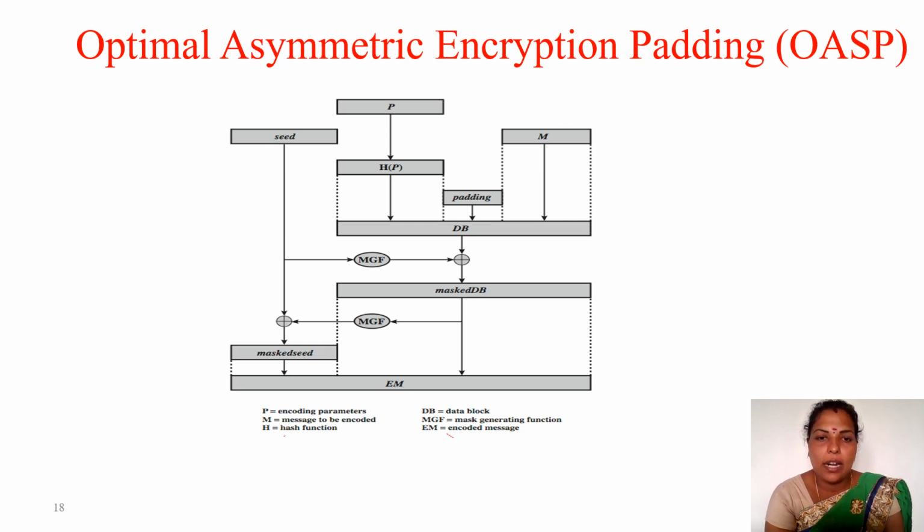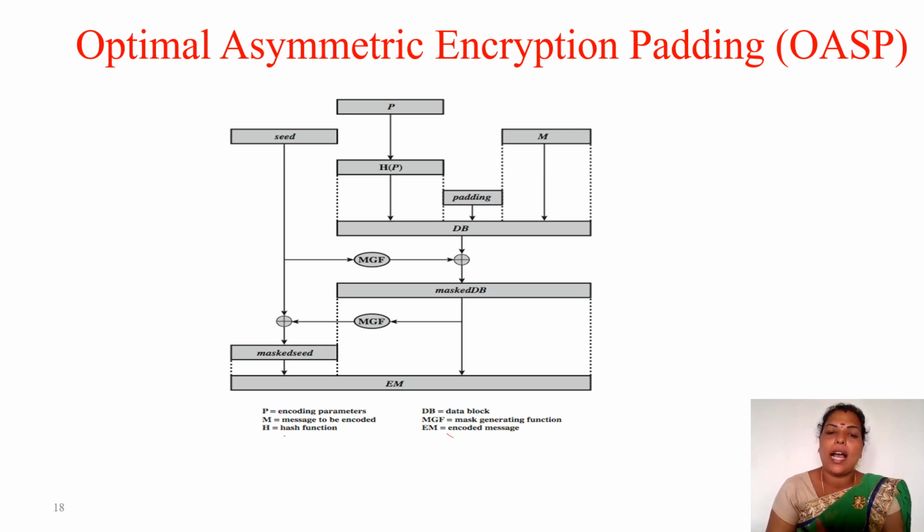Here, P is the encoding parameter and the seed is the seed value that we know. Then the message is the message value to be encoded. In the message value we are padding some values at the end of the message. Then from the plaintext, that is the encoding parameters, we are generating the hashed encoding of the parameter and attaching that. So we are getting the data block.